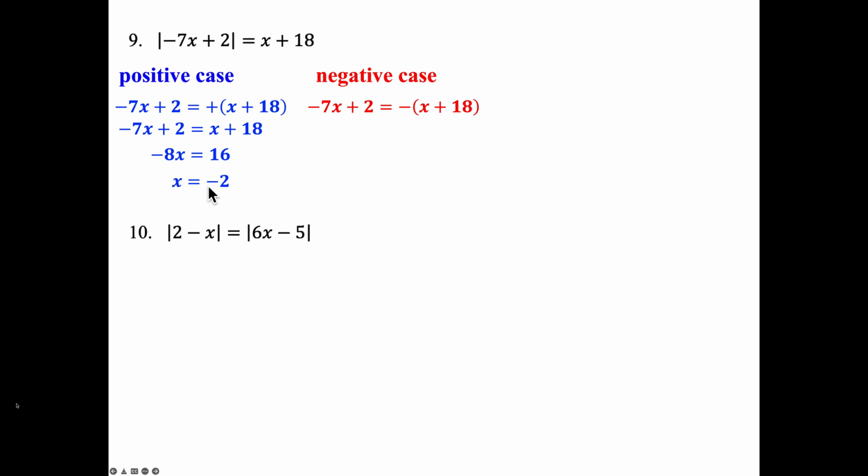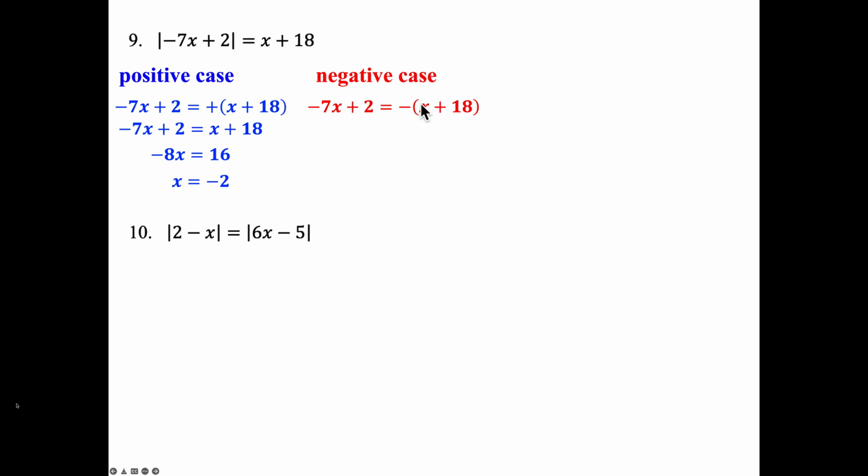All right, so if I test this, negative 7 times negative 2 is 14, plus 2 is 16. The absolute value of 16 is 16. Negative 2, put in for this x, negative 2 plus 18 is 16. All right, that answer works. Negative case. All right, here we go.